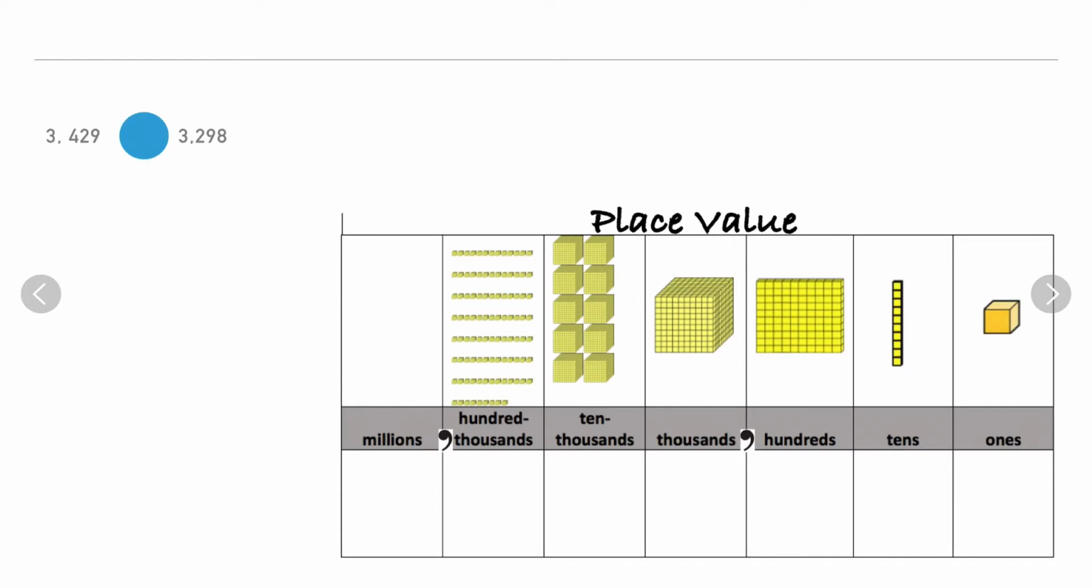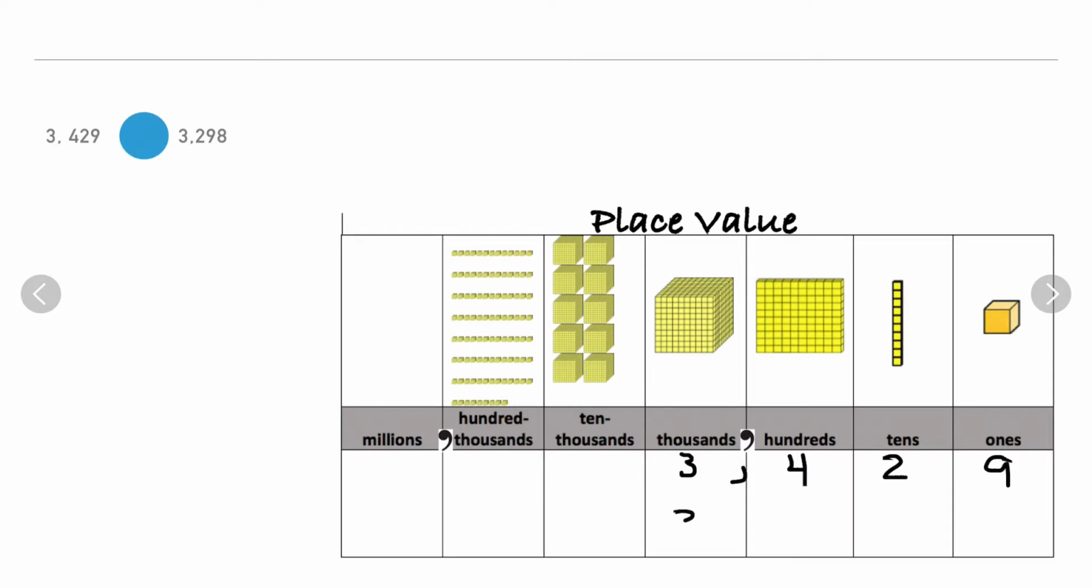Let's get right into our first problem. In this problem, I'm comparing the two numbers 3,429 and 3,298. And I have this place value chart on my screen because I'm going to be using the place value chart in order to identify the larger number. So the first thing that I'm going to do is I'm going to write 3,429 on my place value chart. And I already know that I have 3,000s, 400s, 2 10s, and 9 ones.